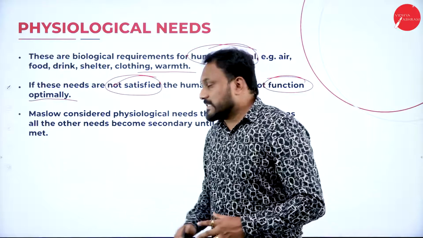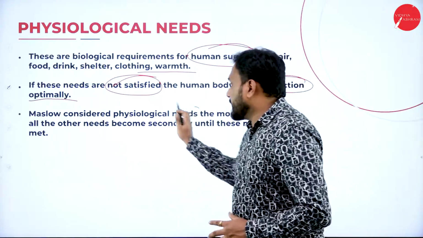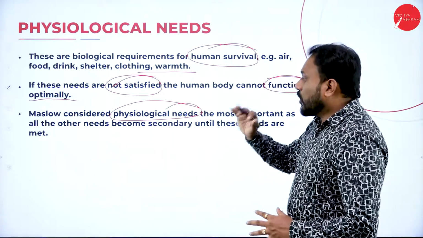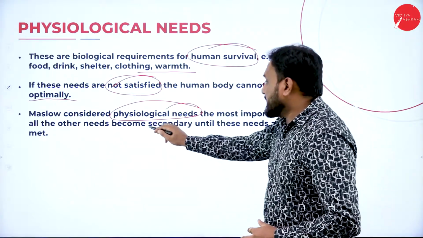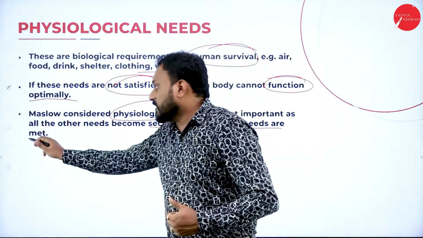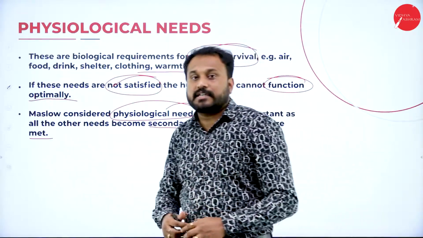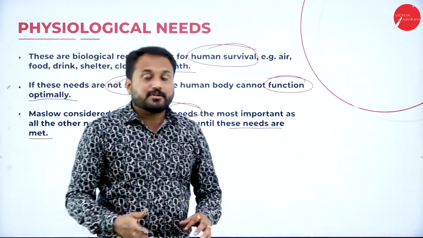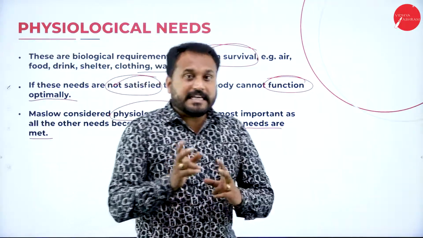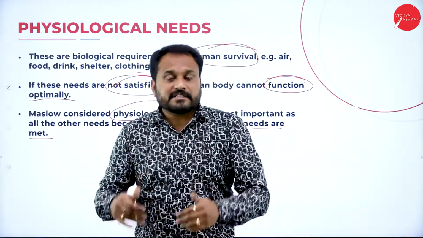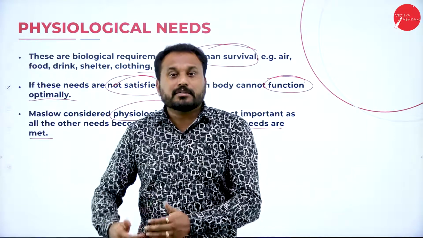Next, Maslow considered physiological needs the most important of all the other needs because the others are secondary until these needs are met. That means if your physiological needs are not met, then how can you actually go to the next level? So he says that each and every person goes through the first level, that is physiological, to the last.